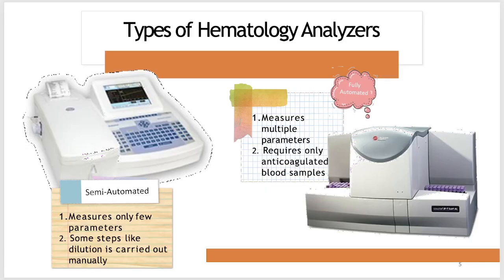So, these are the different types of your hematology analyzers. We have your semi-automated, measures only few parameters. Some steps like dilution is carried out manually. So semi-automated. So still, there are certain steps that you need to do manually. While your fully automated machine measures multiple parameters and it will require only anticoagulated blood samples.